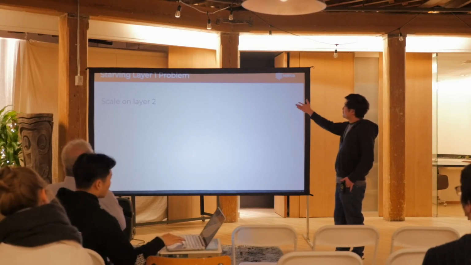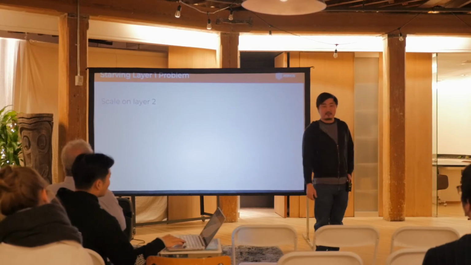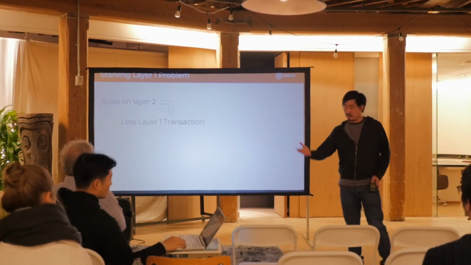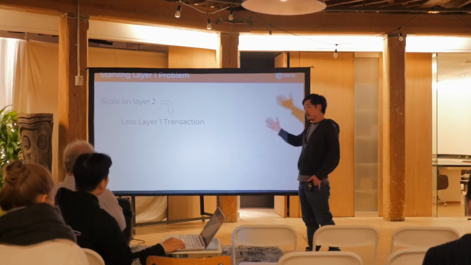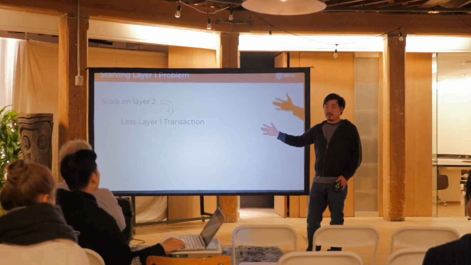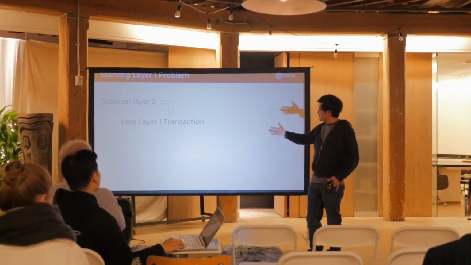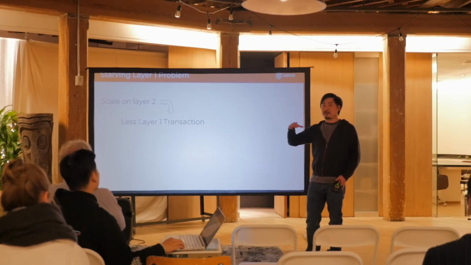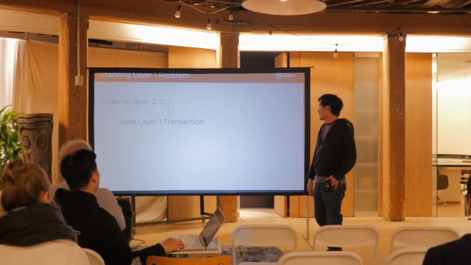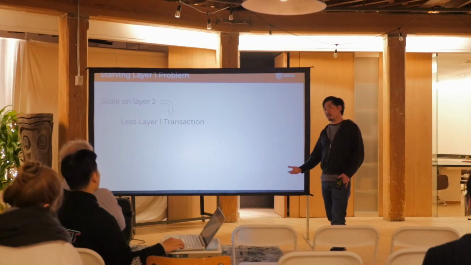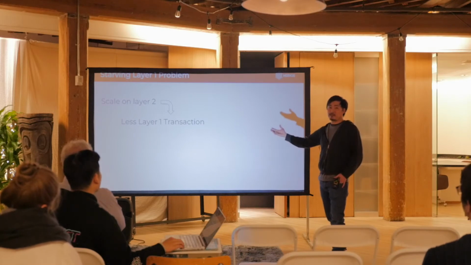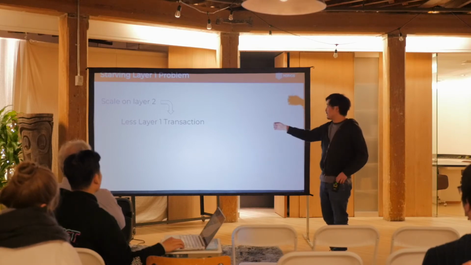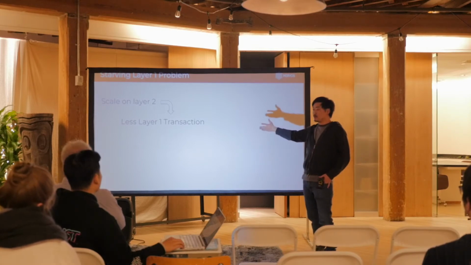Okay, so now the starving layer 1 problem. If you scale on layer 2, like what Jen just talked about, and we are believers in layer 2 technologies, there is a lot of research and engineering being done. It's just a matter of time, maybe next year, maybe a couple of years, until layer 2 tech becomes more and more available and mature. The advantage of layer 2 is that it's really cheap and really fast, which means more and more transactions are going to move to layer 2. But when that happens, there are going to be fewer layer 1 transactions.